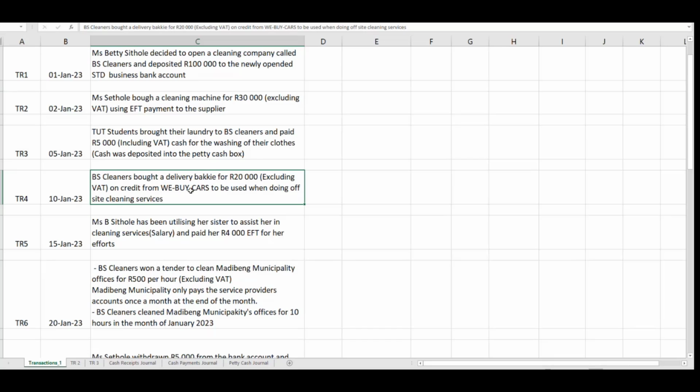That, Tavo, it will go to the cash payment journal. Why? Because we are buying the Baki for 20,000 rands. But remember what we said? We said what goes to cash payment journals is when we are paying. Paying and buying is not really the same.